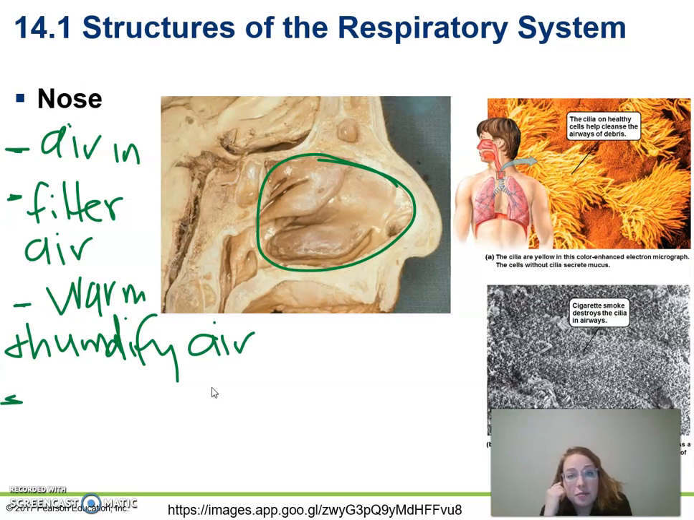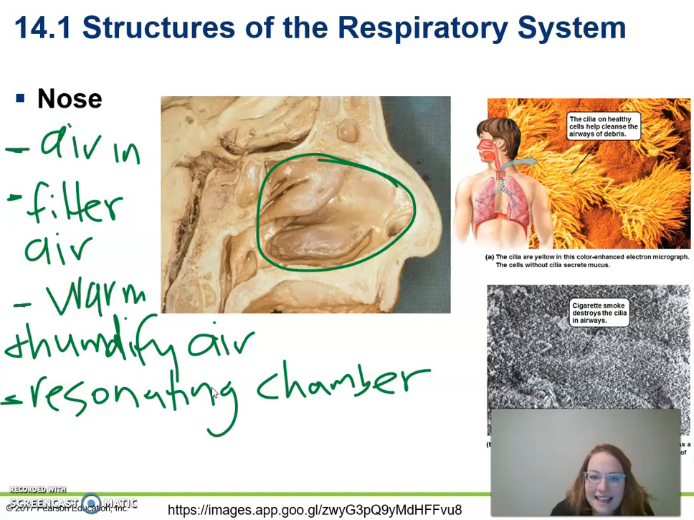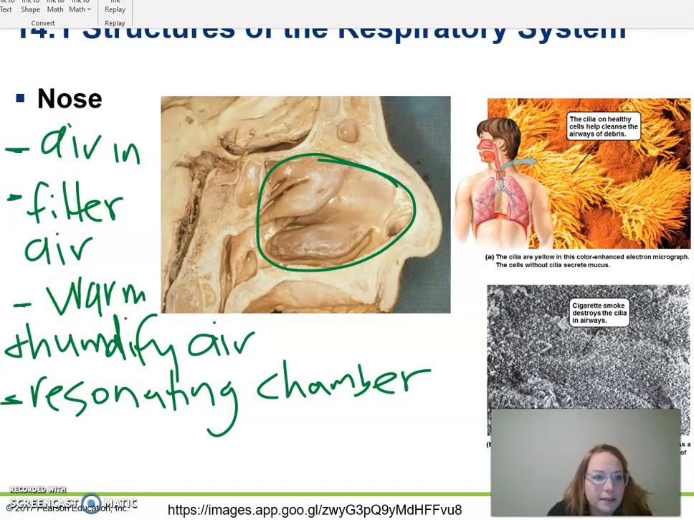It's also going to act as a resonating chamber for sound. So if your nose is plugged, your voice sounds different, right? It's because you're not getting that extra resonating chamber there. Resonating chamber for sound.